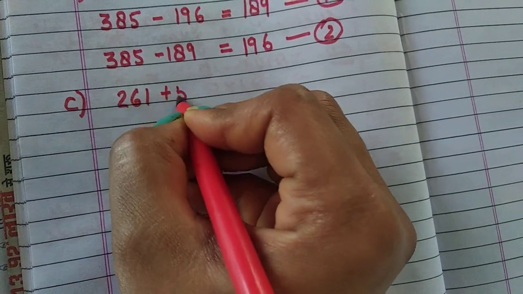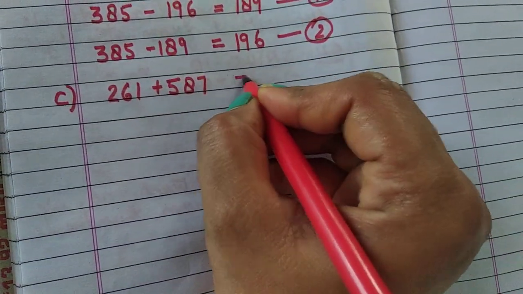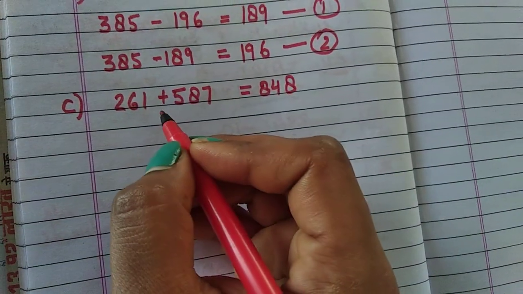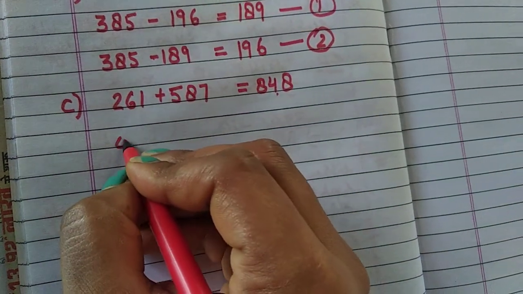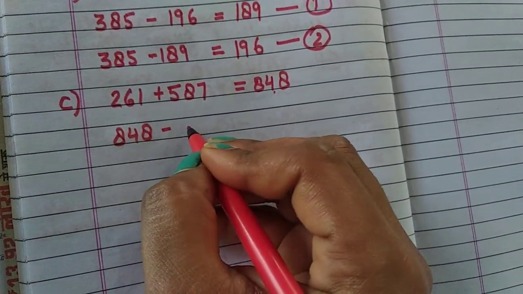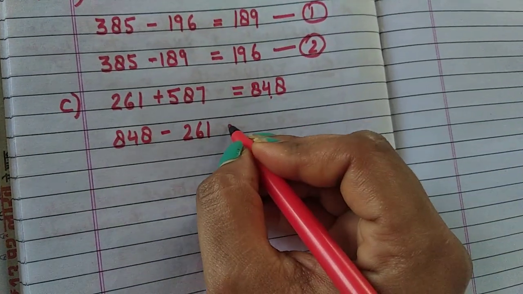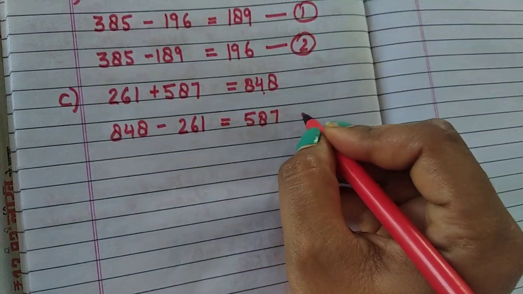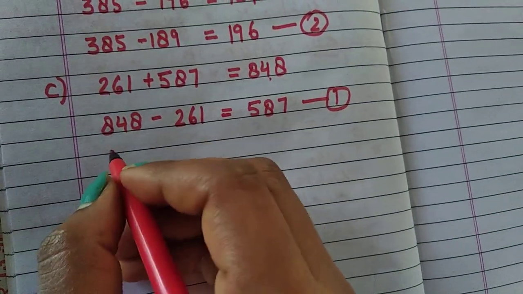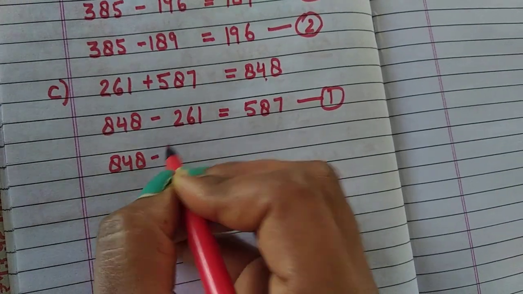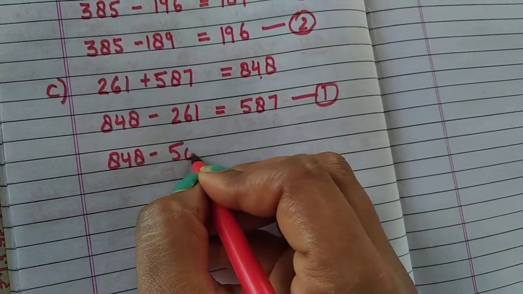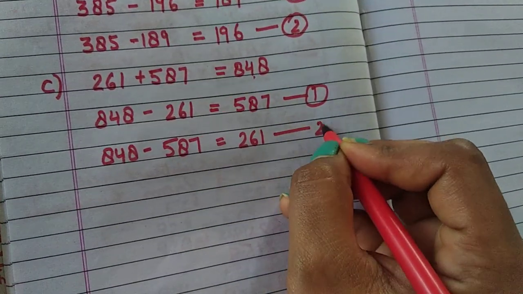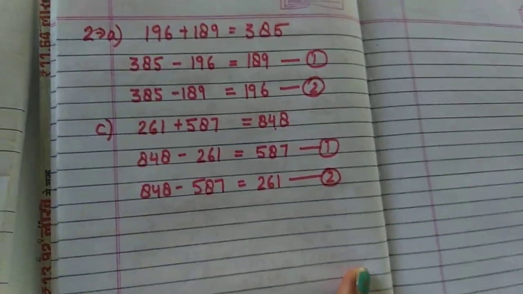261 plus 587 is equal to 848. So what is the first subtraction fact? Yes, write this number here, 848. Then the first addend 261 is equal to what? 587. Yes, this is the first subtraction fact. Second, 848 minus the second addend 587 gets 261. This is the second subtraction fact.